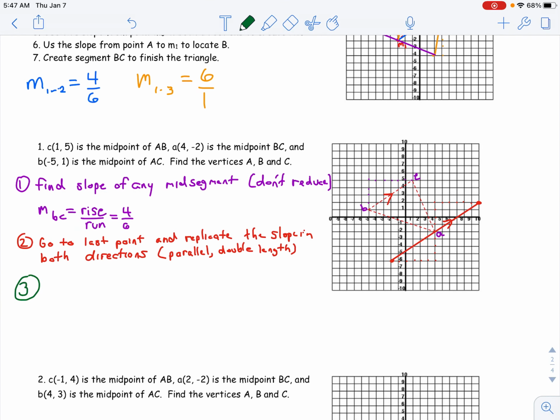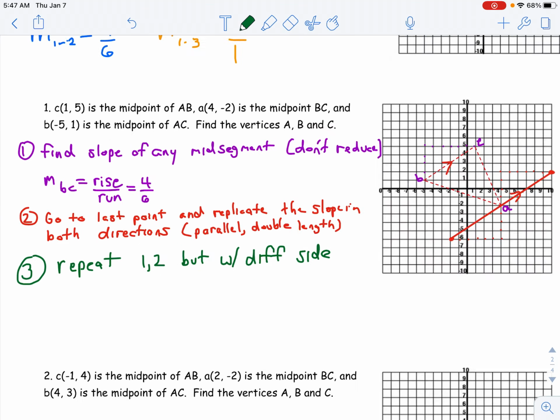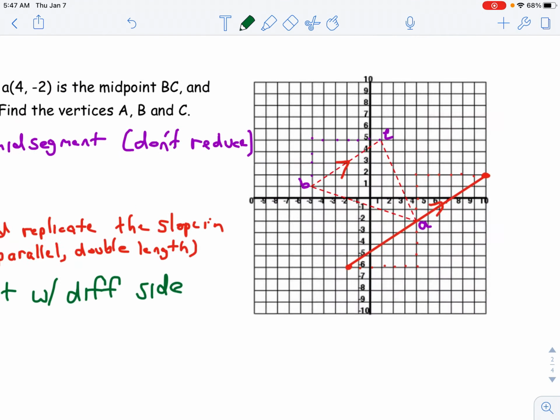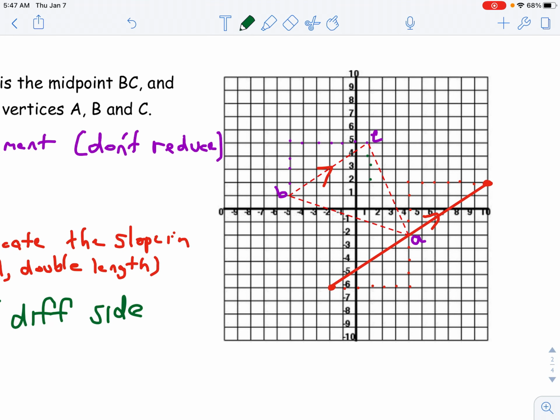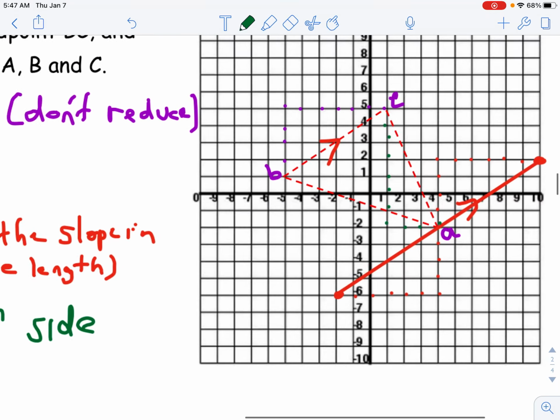And then step 3 is repeat 1 and 2, but with a different side, obviously. So you're going to do the same thing, but we can pick any other side. Let's pick AC. So I'm going to find the slope of lowercase ac. In this case, it's going to be a negative 1, 2, 3, 4, 5, 6, 7, 1, 2, 3. So down 7 over 3. Nice, negative.